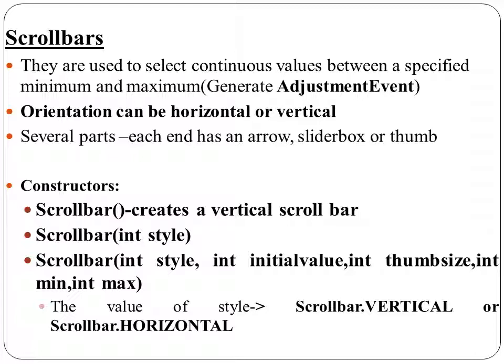And there are two styles of scroll bar, either horizontal or vertical. And these are the constructors. The constructor with no arguments creates a vertical scroll bar, and we can specify the style using the style argument. And the third constructor takes values like initial value, thumb size, int min and int max. We have to specify all these values.